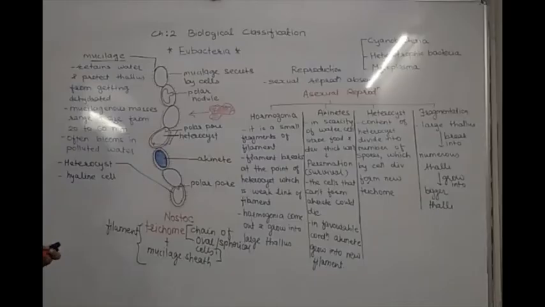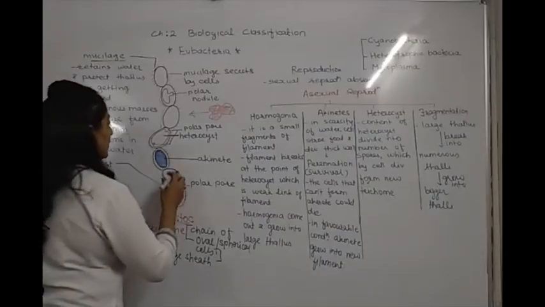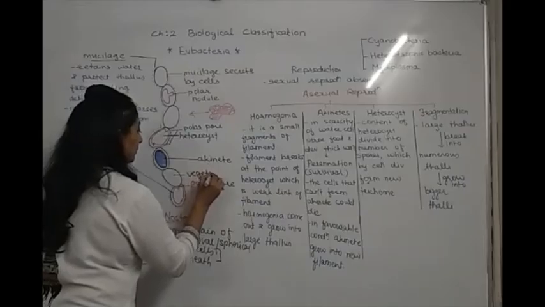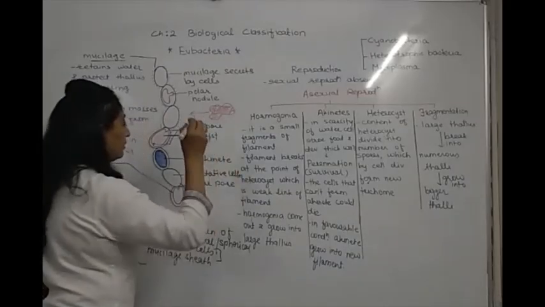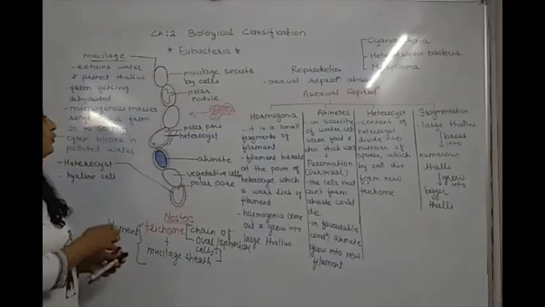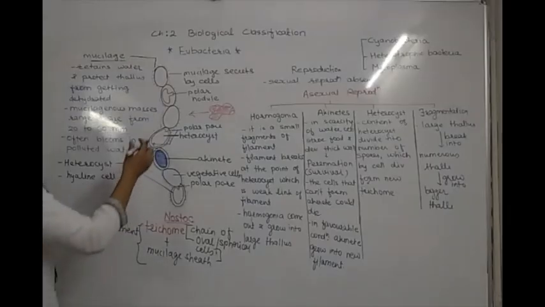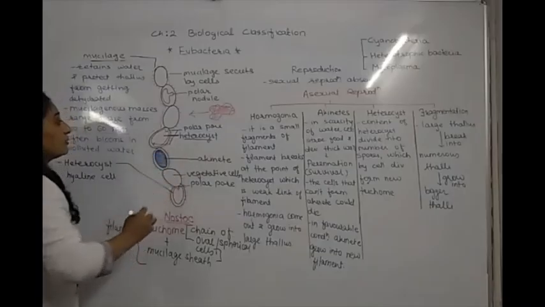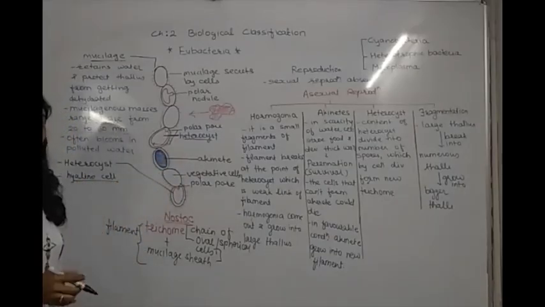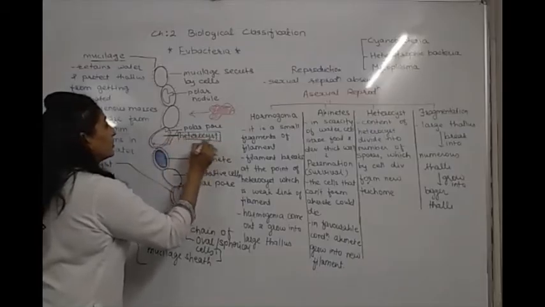Now about the cells. In the trichome, we are particularly talking about Nostoc and Anabaena, which are commonly found blue-green algae. In Nostoc, two types of cells are found. One type is the vegetative cells, whose structure we have discussed in the earlier video. Many vegetative cells are there, but you can see that some cells become hyaline.